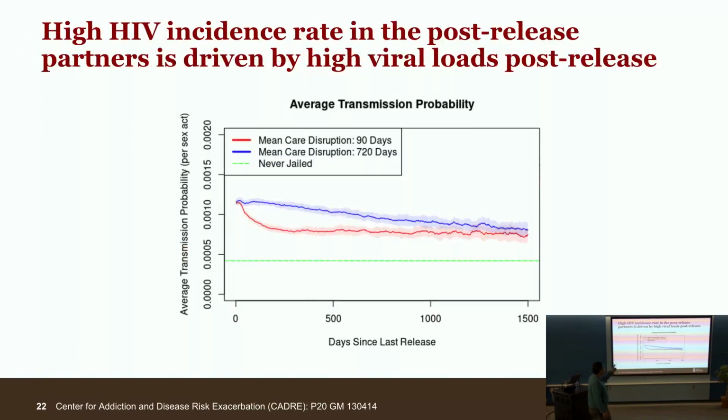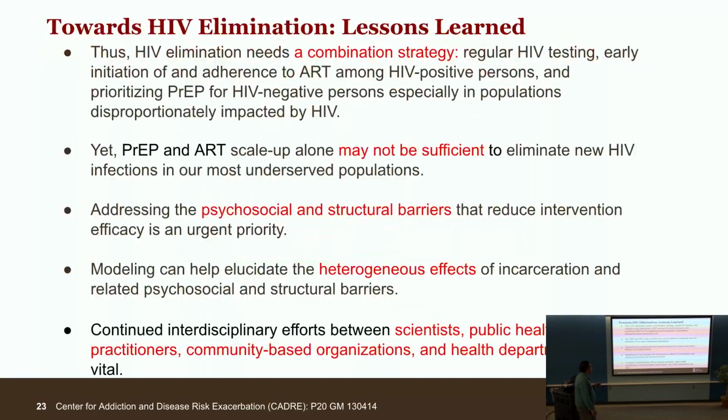behaviors and outcomes. So this slide just shows the magnitude of viral load amongst people who are coming out of jail and whose engagement with public health may have been, or their care provider may have been disrupted, and their viral load, and consequent infectivity, can be 2 or 3 times that of the baseline population, and that's what drives the high incidence amongst their partners.